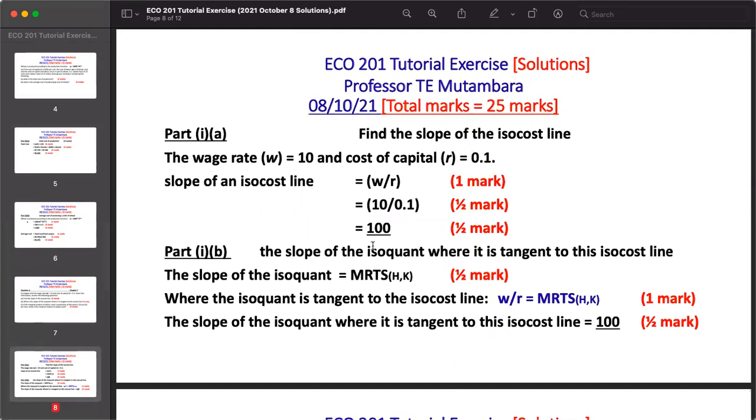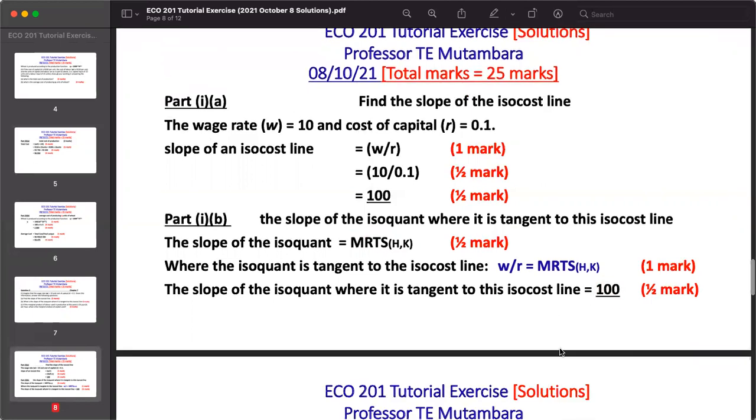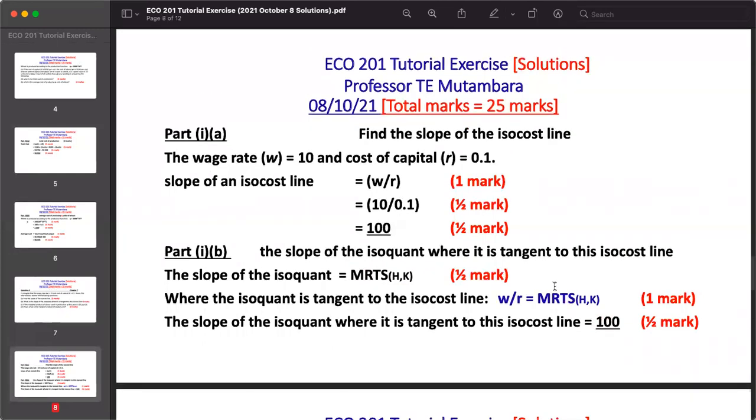Now, part B, where is the slope of the isoquant tangent to the isocost line? This is based on your marginal rate of technical substitution. I forgot exactly what it stands for, but it defines the relationship between labor and capital. It's defined by MPH divided by MPK, your W over R. You're supposed to know where it's tangent to the isocost line, and the slope of the isocost is 100, as stated earlier. So bear that in mind. Just have a look at this.